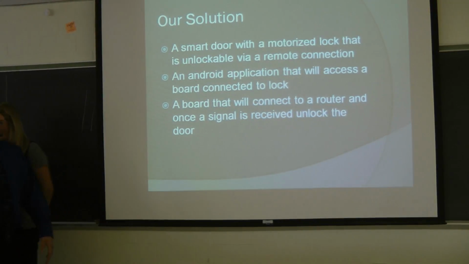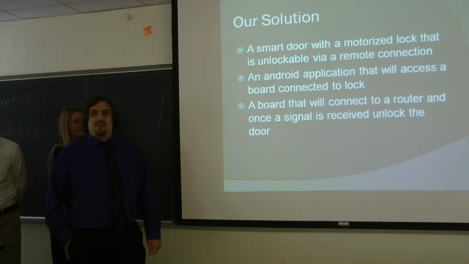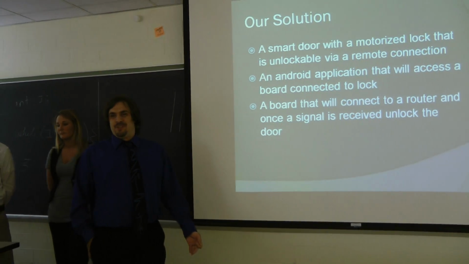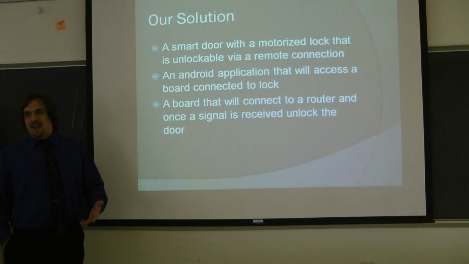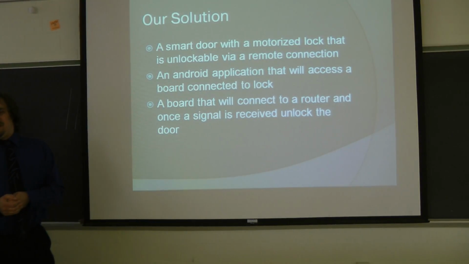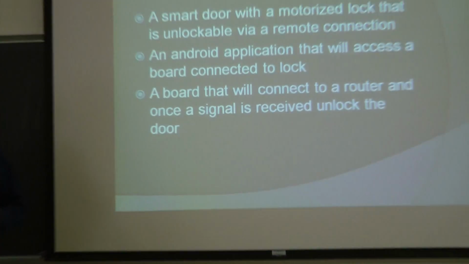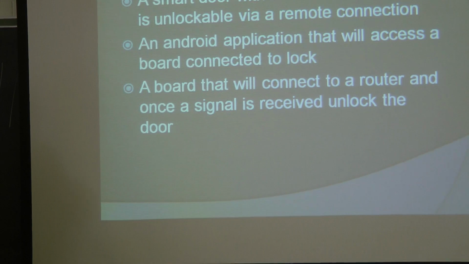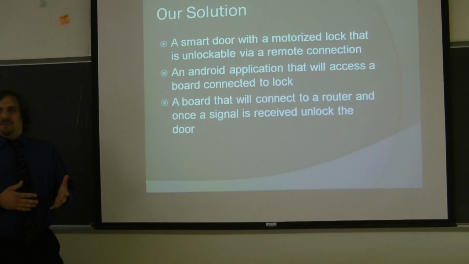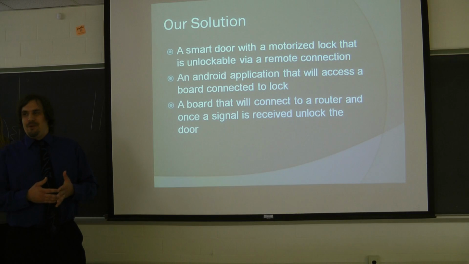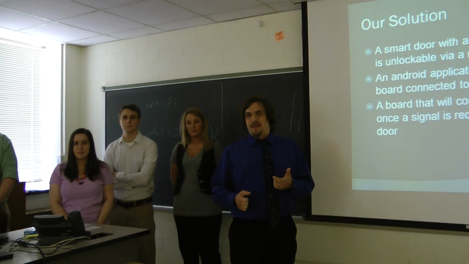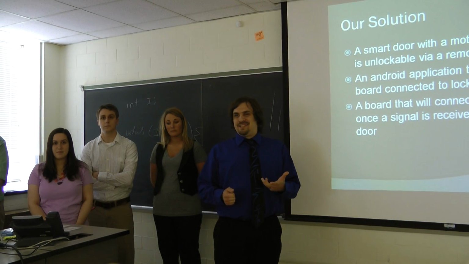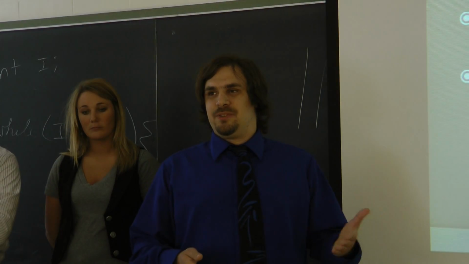So our solution is to come up with a door that has a motorized lock that can be remotely triggered from the phone. The door would have a lock that has a motor in it, and it would have a board that would receive communication from the phone after the phone has verified the user. So the phone will have a program that performs facial recognition via the phone's camera. And once that is successfully determined, it would send a signal to the door.